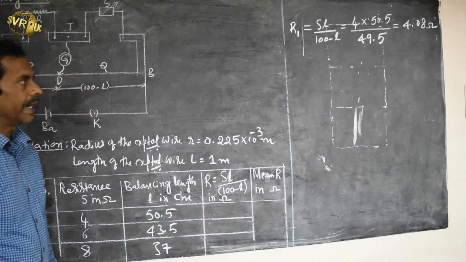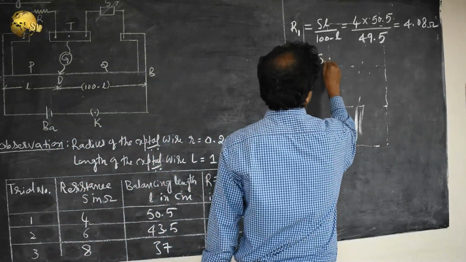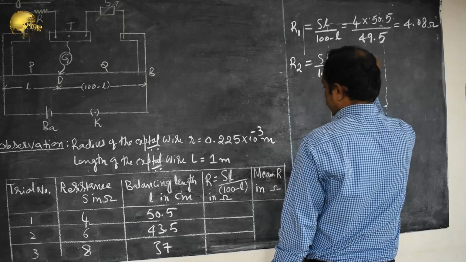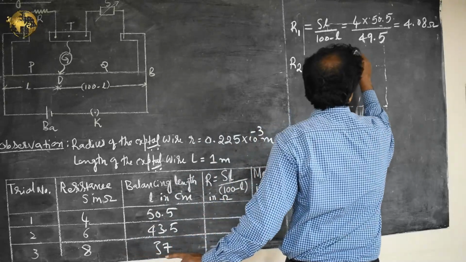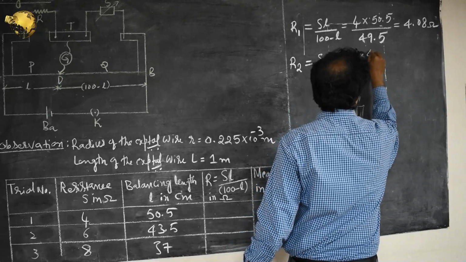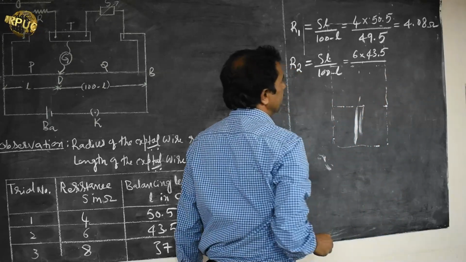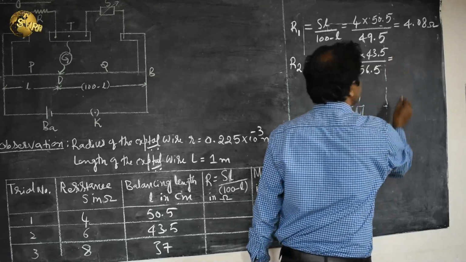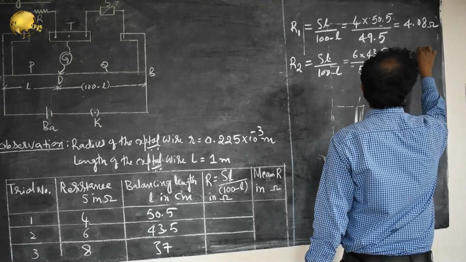Let us move on to the second trial. R2 is equals to S into L divided by 100 minus L. In the second trial, the value of S is 6 ohm, into balancing length L is 43.5, divided by 100 minus L is 56.5. This is equals to 4.61 ohm.